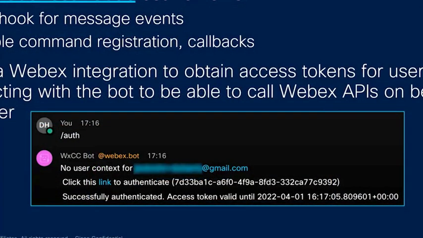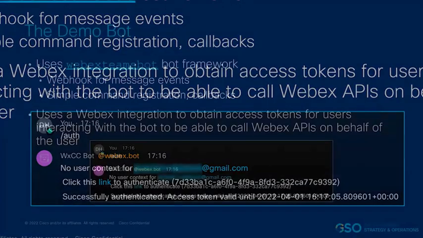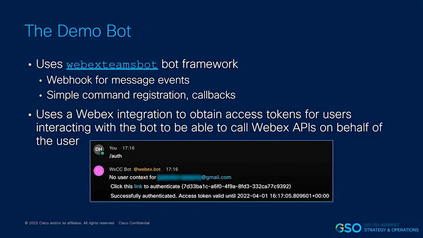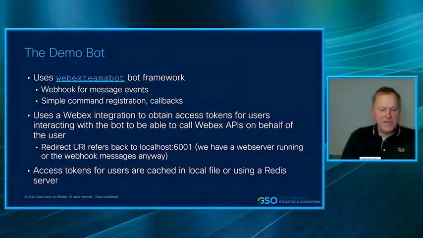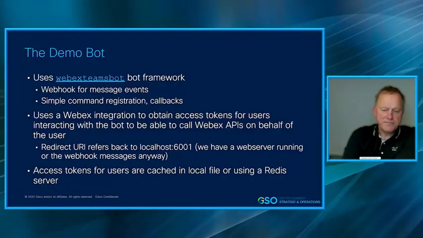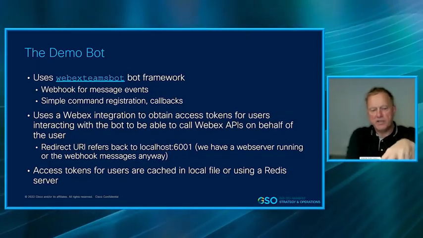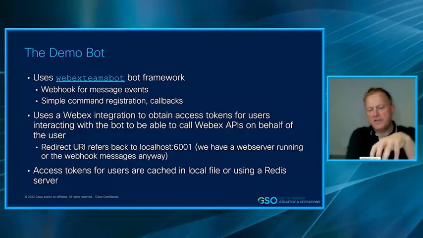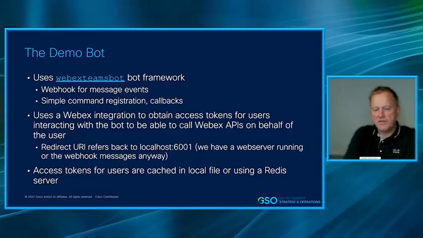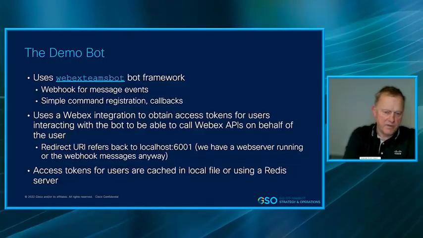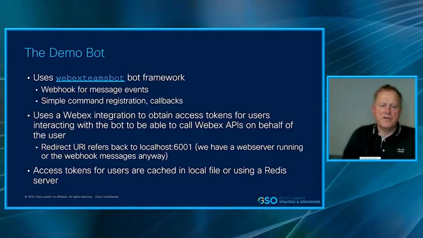So that's another concept that we have to cover. And this is done, I will show this later in the demo, by issuing an authentication command. When the user requests authentication, the bot kicks off the OAuth authentication flow, obtains access tokens for that user, and then will use them from then on. The redirect URI that I'm using here refers back to a localhost URL. We have a web server running locally for the webhook messages anyway, and we can use the same web server to also act on the last step in the OAuth flow, which comes back to localhost 6001.